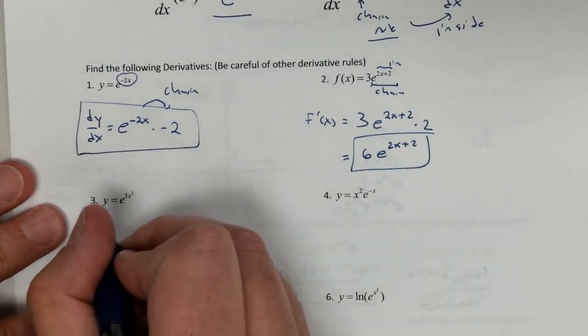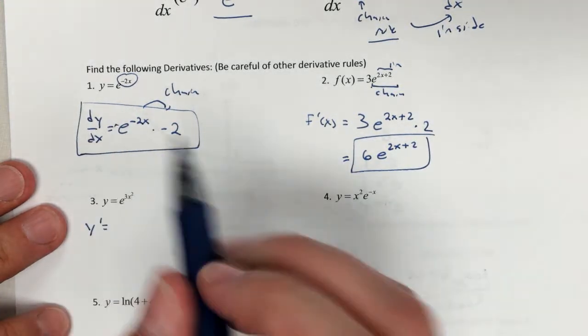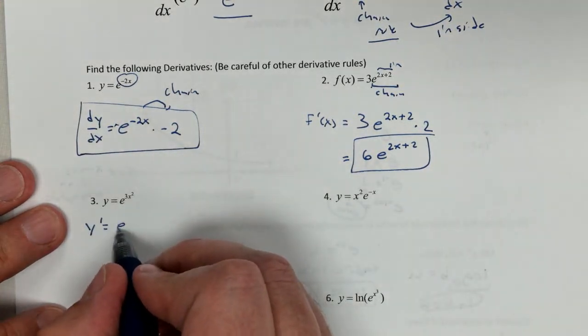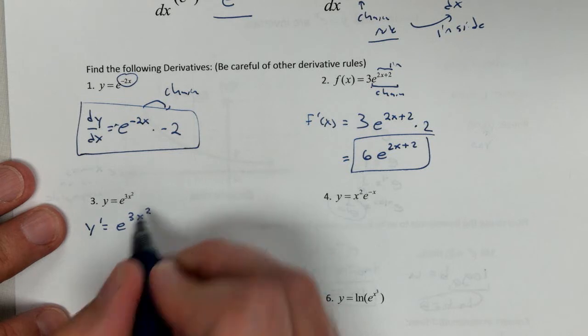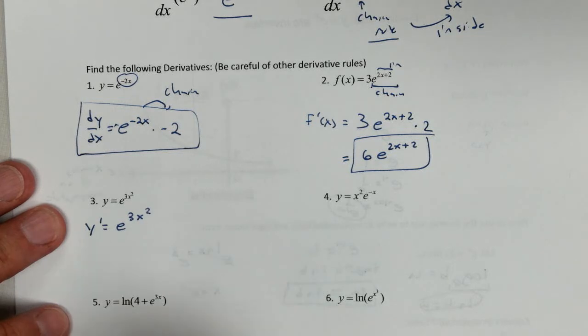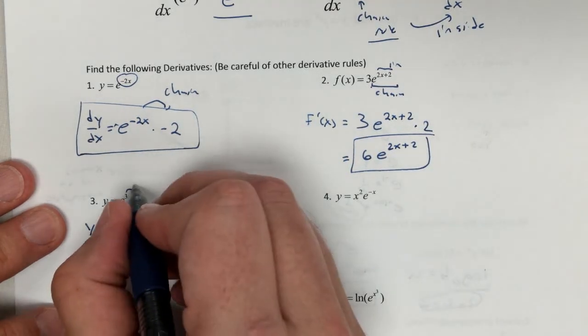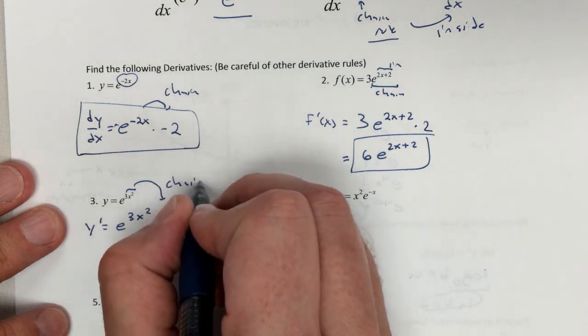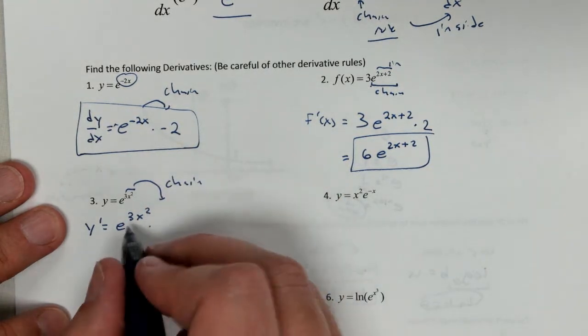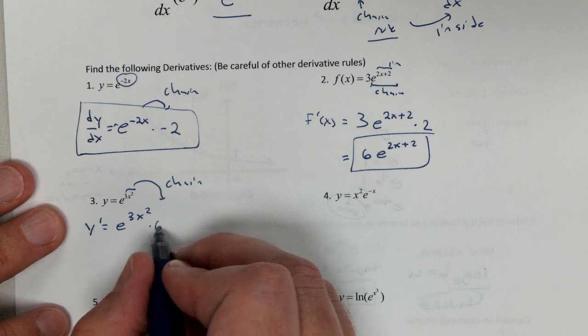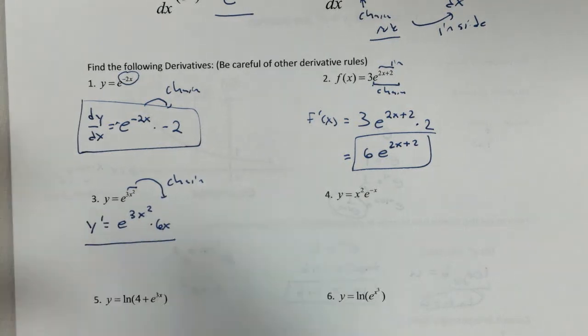If you did y prime, I could use dy dx. We're going to get the own function back. The derivative of an exponential, we always get that exponential back. Times, but now we have to do the derivative of the inside. That's the exponent part. That's our chain rule. And this becomes 6x. 6x, we found it. And leave it alone. All right, let's take a look at number 4.